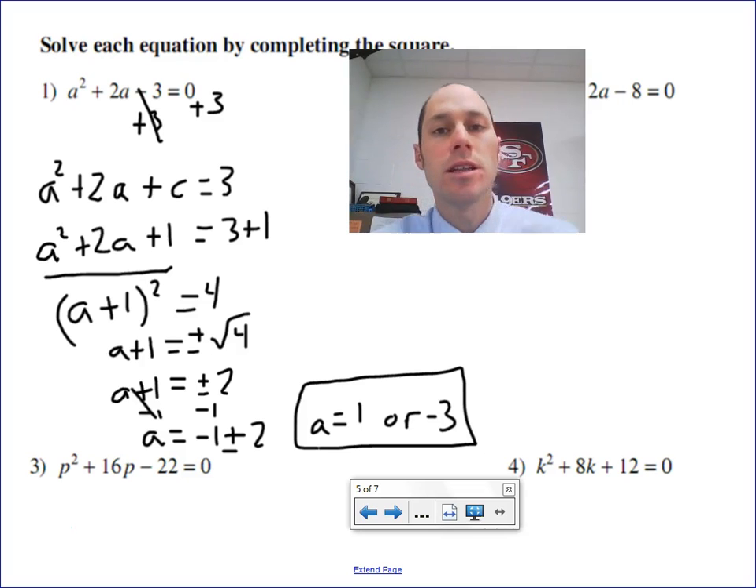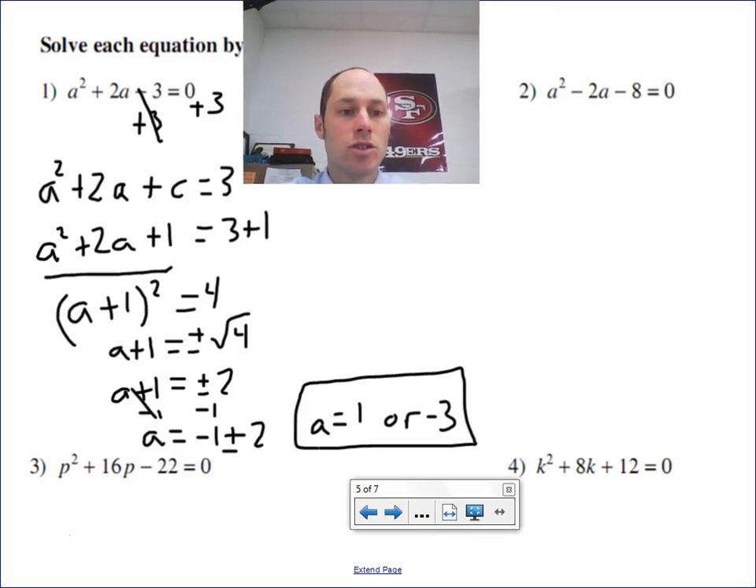Okay, so that's how we use the completing the square method to help us. It saves a little bit of time because you don't have to come up with your factors. And then we can just take square roots when we're solving the equation. So let's solve number 2 together, and then I'll let you try 3 and 4 on your own. I'll use a different color pen here.